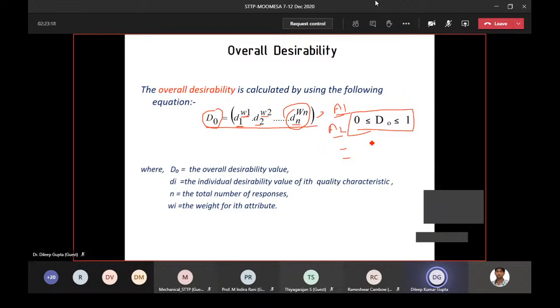Keep in your mind. Now this D0 is the overall desirability, known as desirability value. Di is the individual desirability value of ith quality characteristic. N is the total number of the responses, and Wi is the weightage of the individual attribute, factor or criteria. Once you find the overall desirability value, you can have a ranking based on it: the highest value will be given the highest rank and the lowest value will be given the lowest rank.